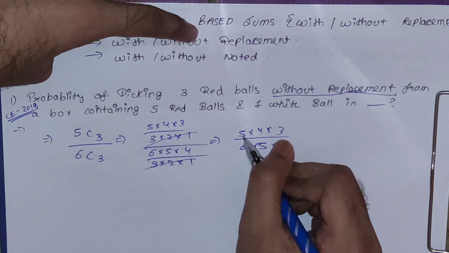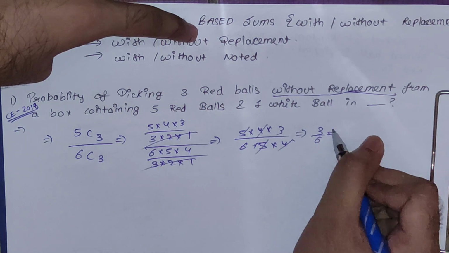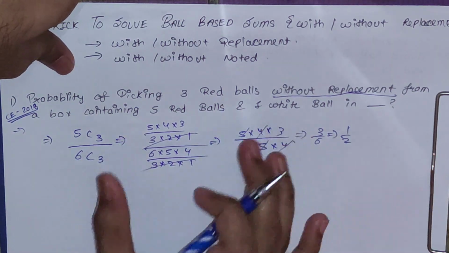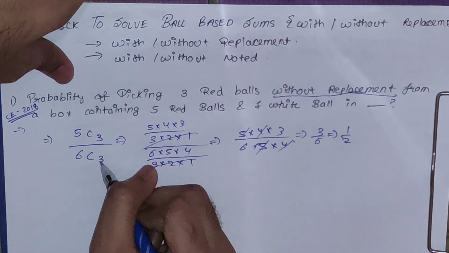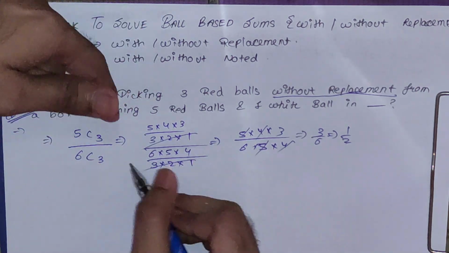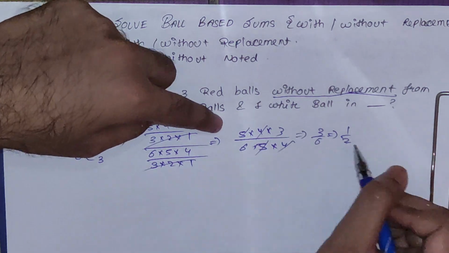Okay, so now you can see you can cancel this, you can cancel this, so the answer will be 3 by 6, basically 1 by 2. So this is your answer. You should take note of it always. When you get the same value at the lower end of this combination, then this is going to cancel anyway, so there is no need to write it always. You can write directly 5 into 4 into 3 upon 6 into 5 into 4 to get your answer.